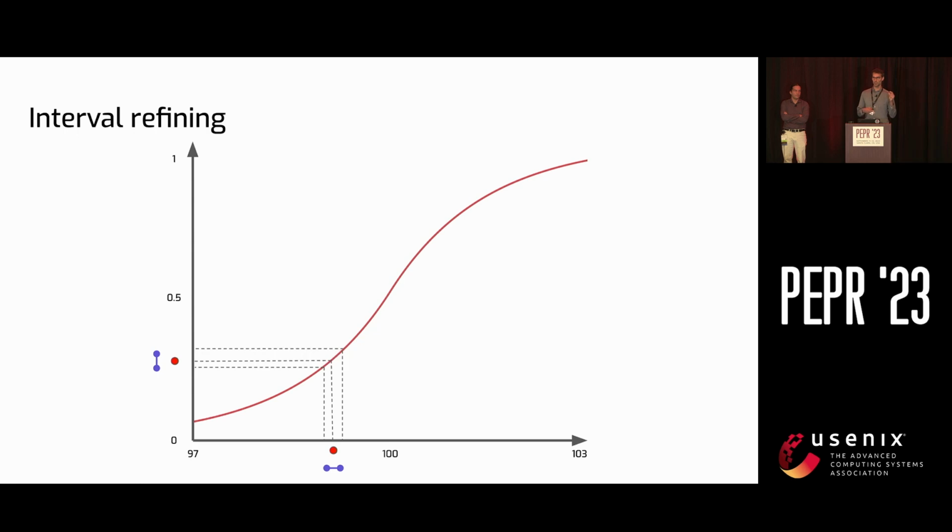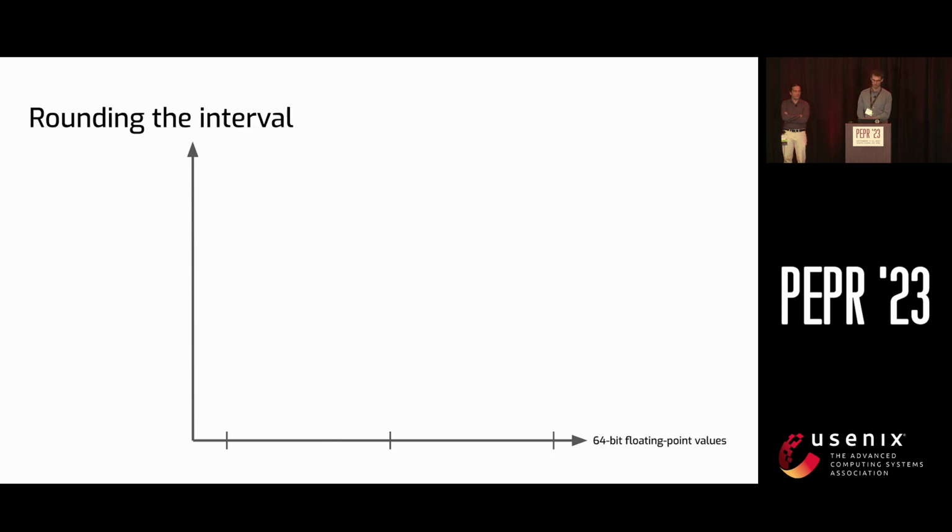We can use arbitrary precision floating point values to represent the ends of this interval. So we can make the interval as small as we want and make it as precise as we want. So then the question is, when do we stop doing this?